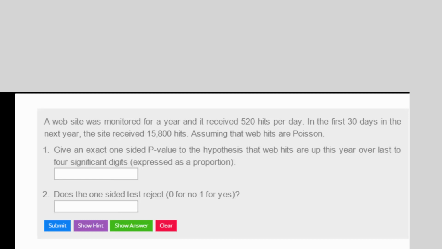Assume that the web hits are Poisson, and we're conditioning on last year's web hits as 520 per day. And the question is, are we doing better? So we want to do a Poisson test. We want to test the null hypothesis that the rate is 520 per day, that lambda is 520, versus the alternative hypothesis that lambda is greater than 520. So all our calculations are going to be done assuming a rate of 520 per day.